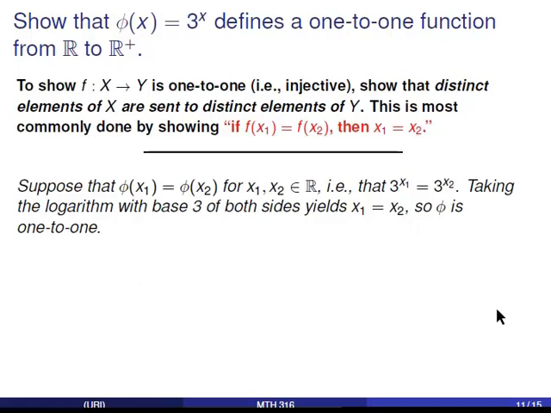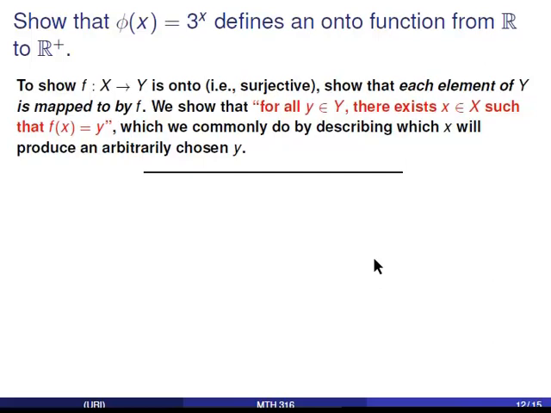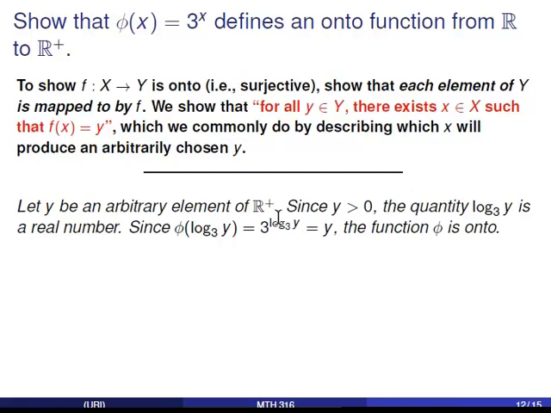Moving on, we're going to show that the function phi is onto or surjective. Now as a reminder, what we need to do is show that for every element in our codomain, there is an element in the domain that maps to our codomain element. So what we'll do is suppose that y is an arbitrary element of our codomain R plus. We need to show that there is something in our domain that maps to y. Now, doing a little bit of scratch work, you might decide what element of the reals, when you raise 3 to it, creates y. And you'll find that the logarithm base 3 of y does that. So we'll just state that since our y is a positive number, the logarithm with base 3 is defined. It is a real number. And if you were to plug that real number into our function, we would indeed get y out. Therefore, the function phi is an onto or surjective function.